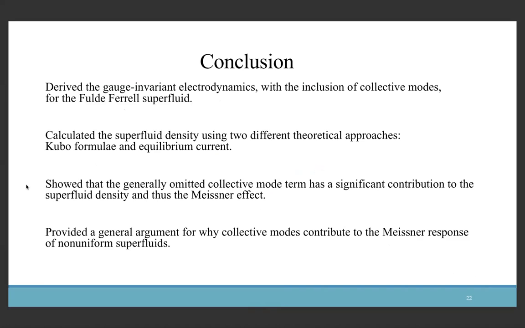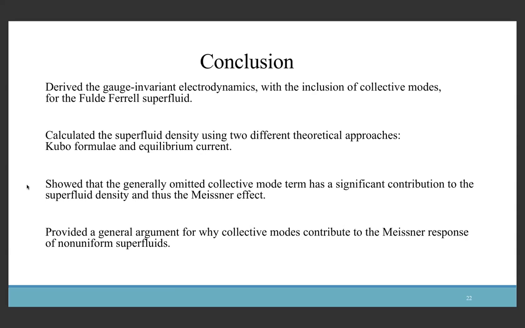Okay, so I'll just present some conclusions. I derived the gauge-invariant electrodynamics for the Fulde-Ferrell phase, incorporating the collective modes. And here I presented one way of calculating the superfluid density based on the equilibrium current. And I also did it another way using the diagrammatic approach. And they, of course, give the same result.